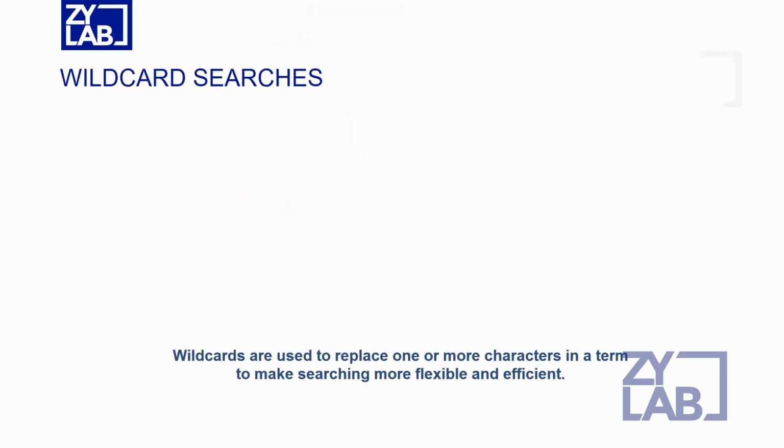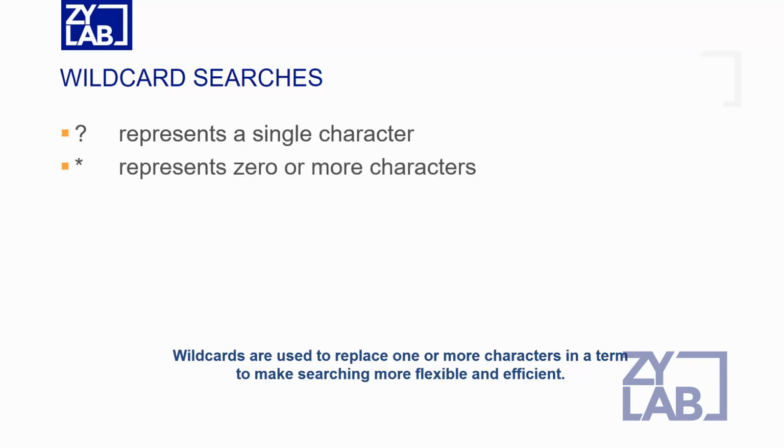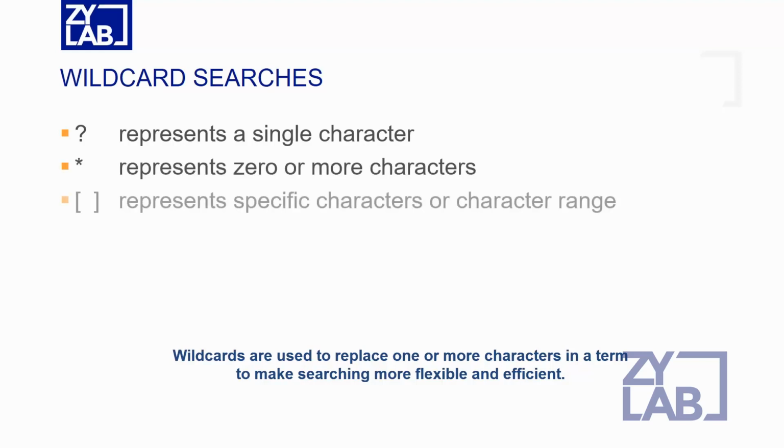Wildcards are used to replace or represent one or more characters in a term, making the search query more flexible and efficient. The question mark represents one character, whereas the asterisk replaces 0 or more characters. Additionally, specific characters or character ranges can be searched.